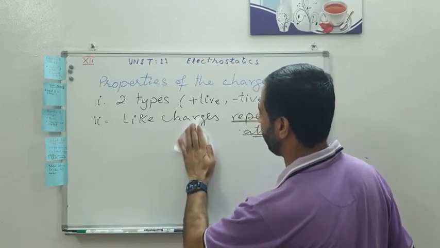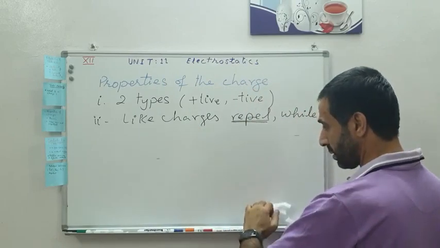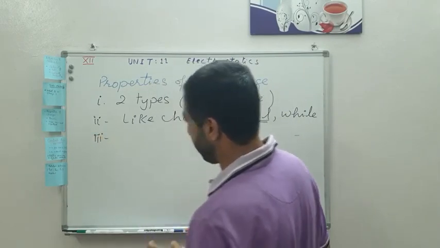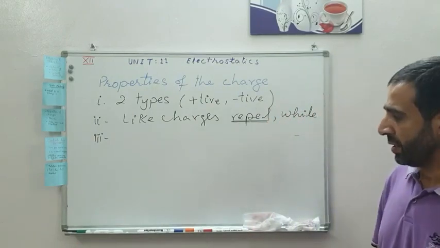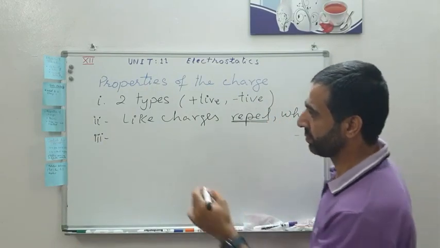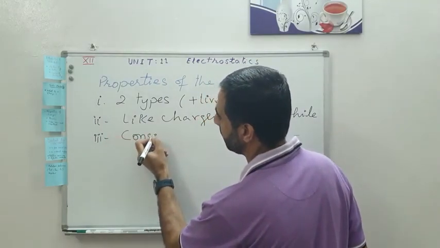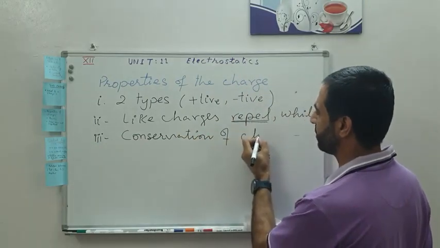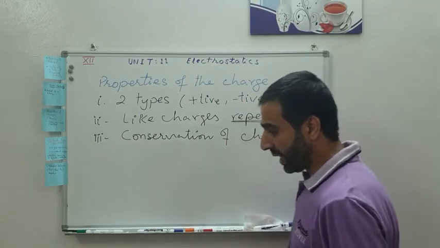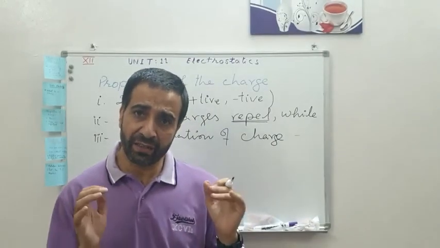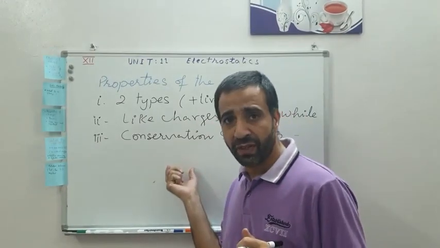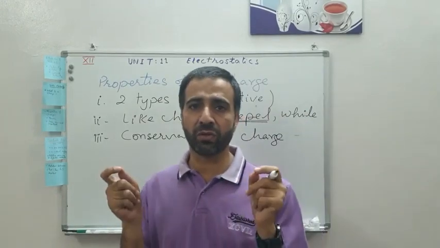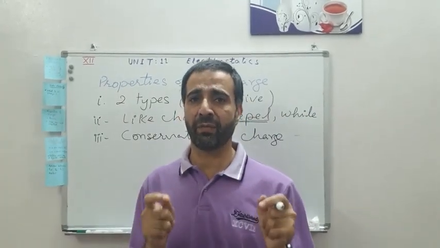The third point here, the third characteristic or property of charges, is the conservation of charge. The conservation of what? The conservation of charge. That is, charges are neither created nor destroyed, but they can be transferred from one body to another body. However, the net or total charge will remain the same.